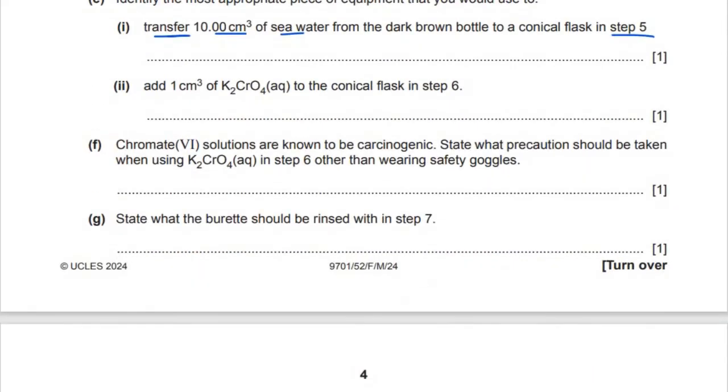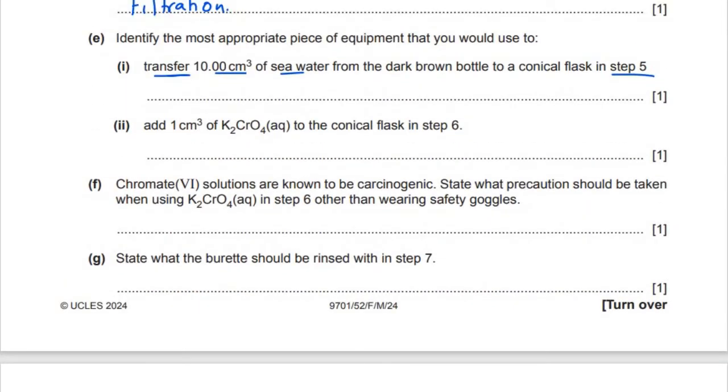Now if we are transferring 10 centimeter cube of sea water exactly to the conical flask, we're going to use a volumetric pipette of 10 centimeter cube. So we'll write here volumetric pipette. We don't need to specify the volume because it's already written here as 10 centimeter cube. If it had been 25 centimeter cube, then we'd have to use a volumetric pipette of 25 centimeter cube as mentioned here in the volume.